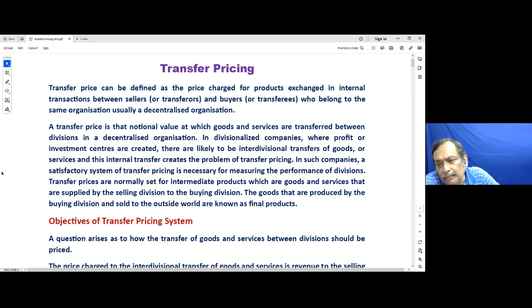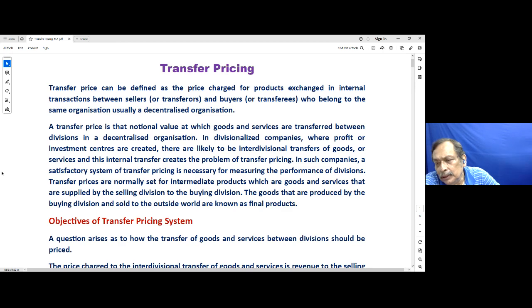So transfer prices are normally set for intermediate products, which are goods and services that are supplied by the selling division to the buying division. The goods that are produced by the buying division and sold to the outside world are known as final products. So the transferor division sells the intermediate product to the transferee division, then the transferee division completes the product and sells it to the outside customers.